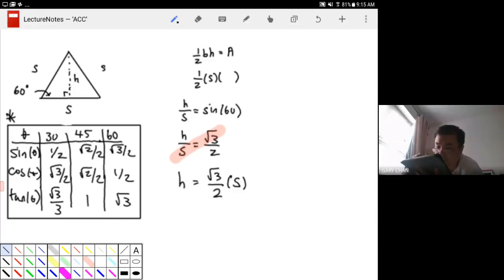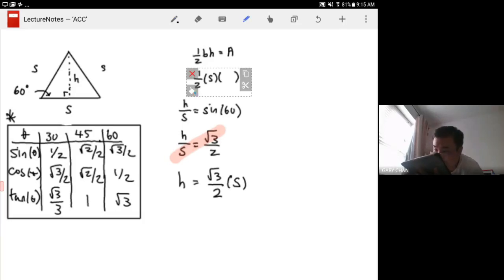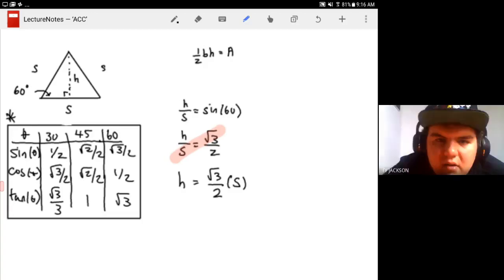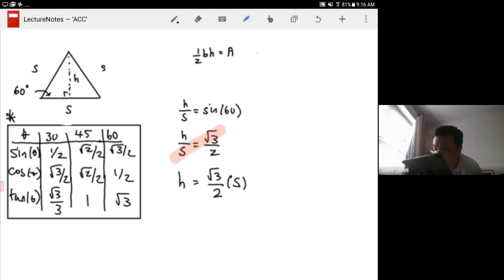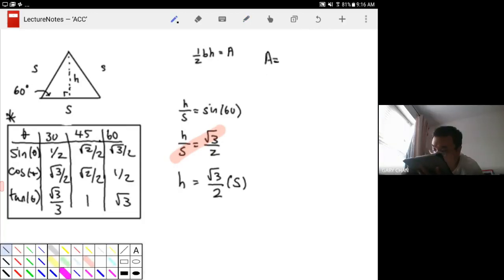All right. So now that we know what H is, what was the first question for today's enrichment problem? Find the area of the equilateral triangle with side S, in reduced radical form. That's right. So the area of the equilateral triangle in terms of S, in terms of any side length, is going to equal 1/2 S times radical 3 over 2 times S. That's the area. We can simplify this down a little bit, right?